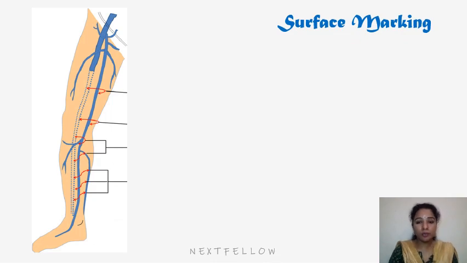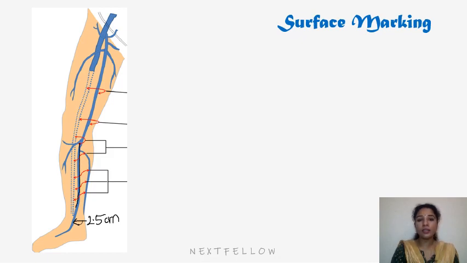So surface marking of the great saphenous vein is very important during venesection. At the ankle, you have to draw the great saphenous vein anterior to the medial malleolus, that is 2.5 centimeters anterior to the medial malleolus. Then in the leg, it ascends by crossing the medial surface of the medial border of the tibia. So we can see it crosses the medial surface.